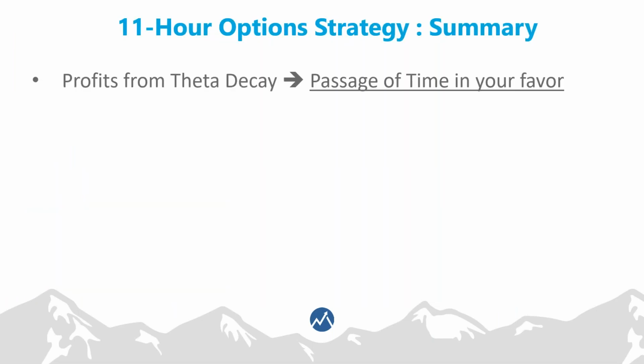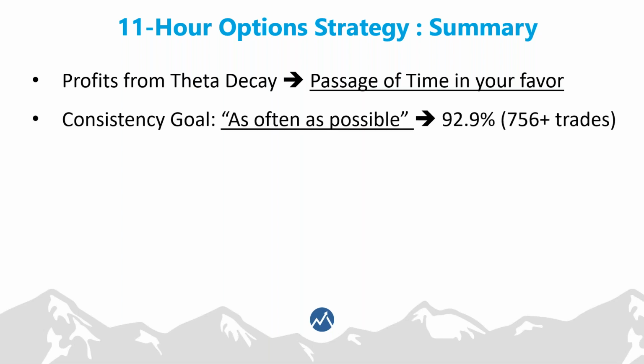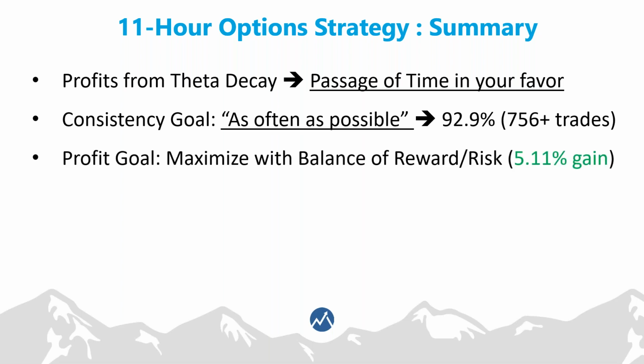All right. So again, our 11-hour option strategy is dependent on theta decay because we want time to work in our favor. Our goal is consistent trading and 92.9% winning over a large number of trades. We want to balance reward risk.